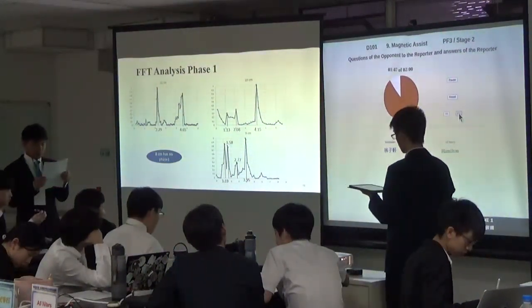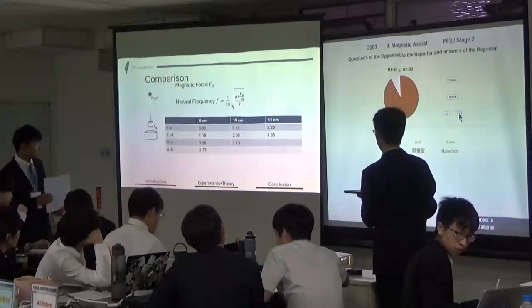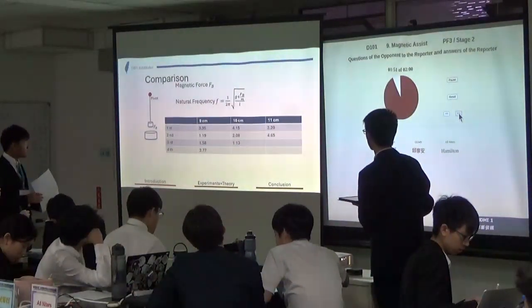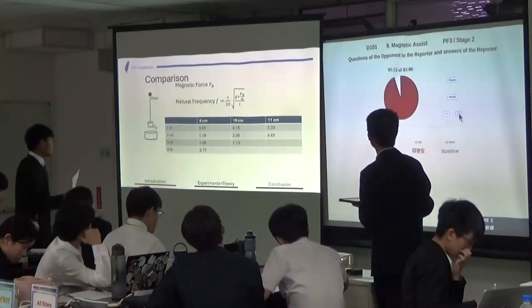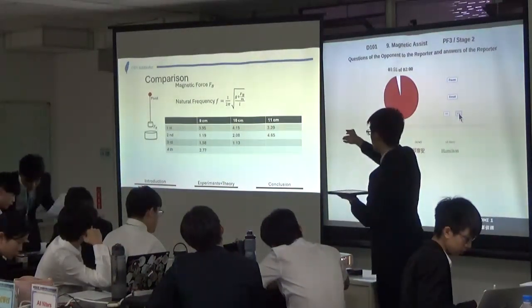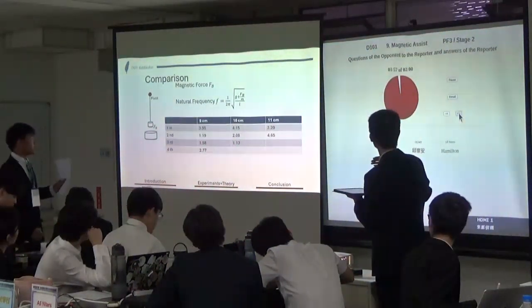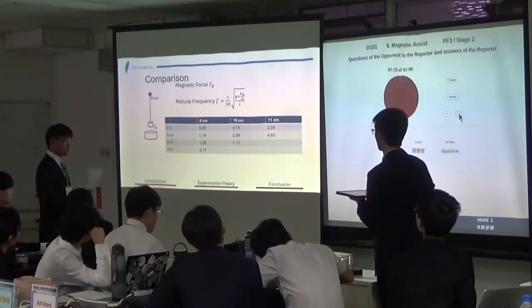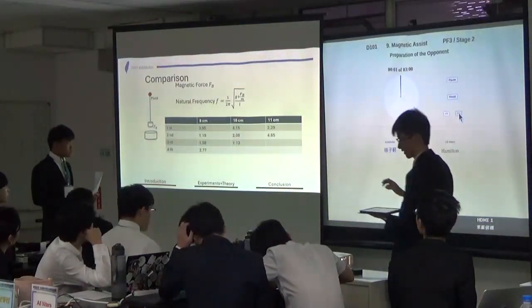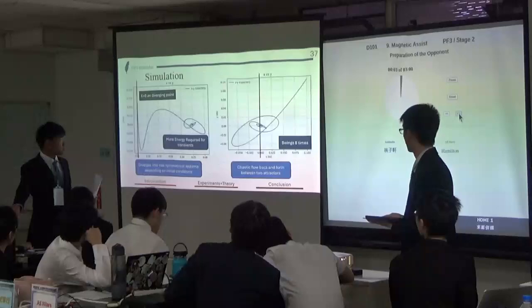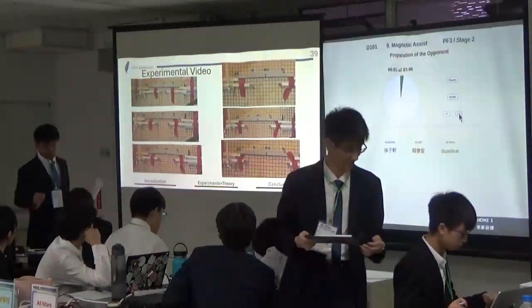On page 33, how did you define the natural frequency? Why is it this form? We actually read this from the reference. Yeah, we actually have the reference. Thank you.